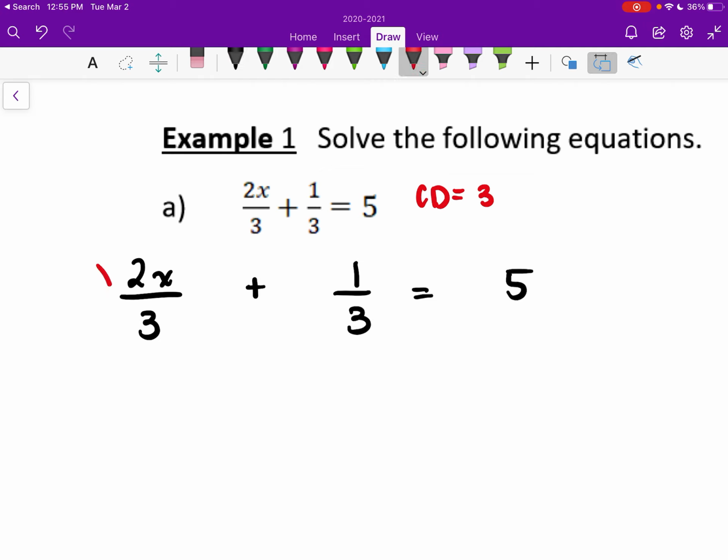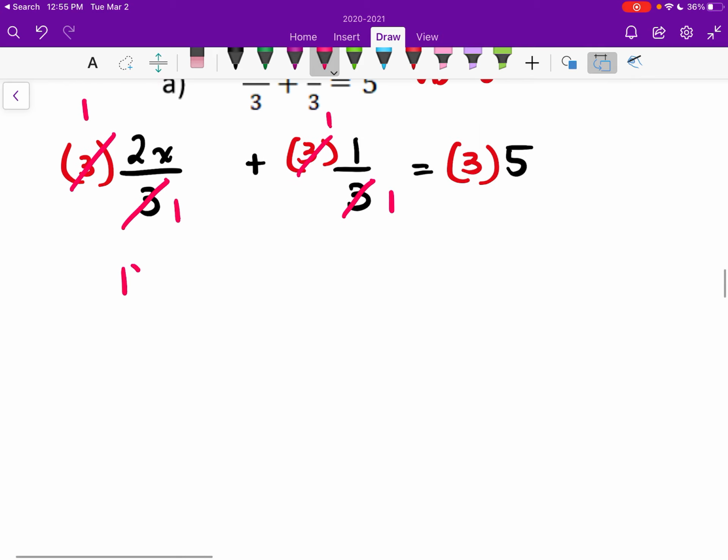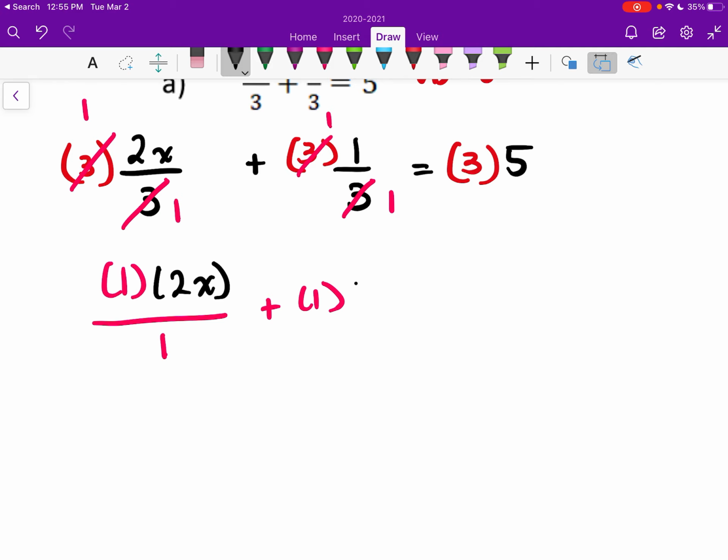I'm just going to multiply every term by 3. So 3 here and 3. Right, so here I have 3 and the 3, they just cancel out. I'm left with 1 and 1. These cancel out. I'm left with 1 and 1. Right, so 1 times 2x over 1 plus, and you don't have to do this. This I'm just doing to show you where all my numbers are going. Divided by 1 equals 3 times 5 is 15.